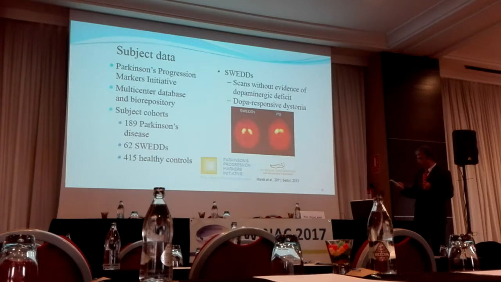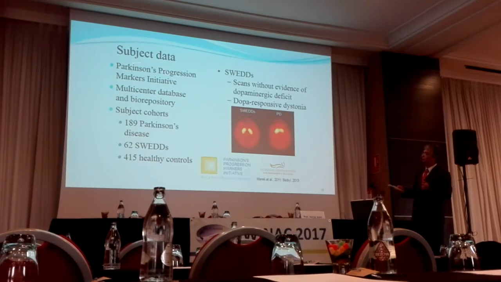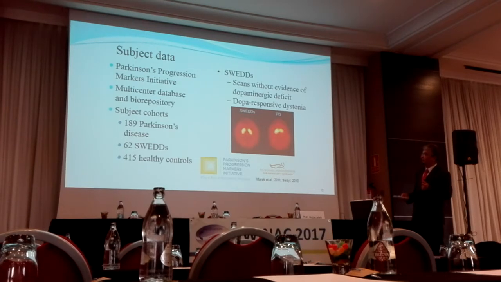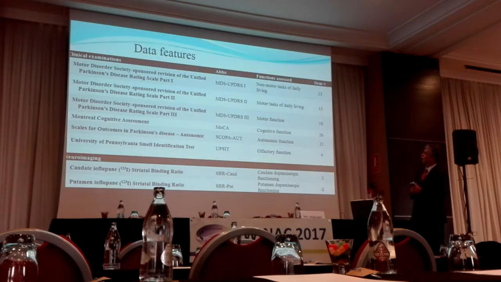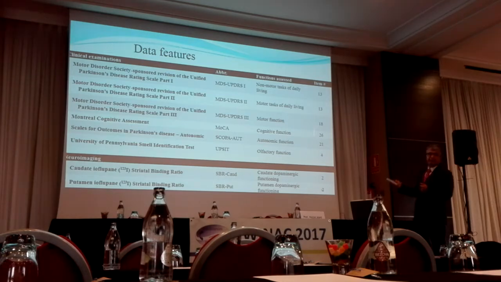And for data, we used this Parkinson Progression Markers Initiative. It's a multi-center database, and we have 189 Parkinson's disease and 62 SWEDS, plus 450 healthy controls. So you can see that the number of input data is very large. So that explains the complexity. The number of input items is very large.